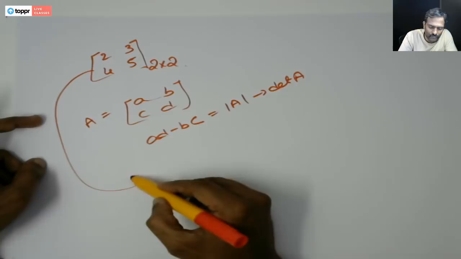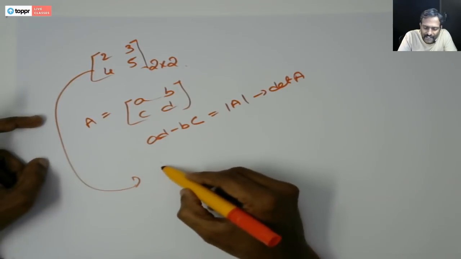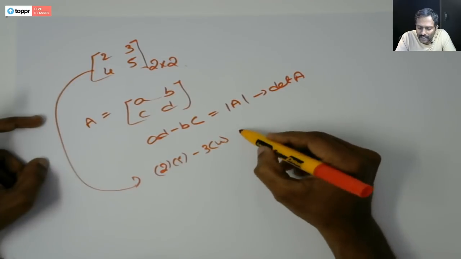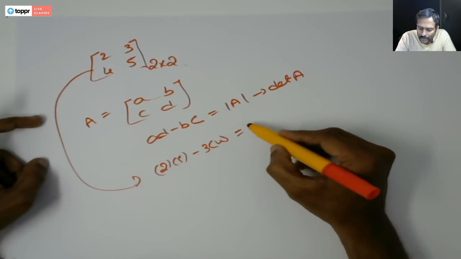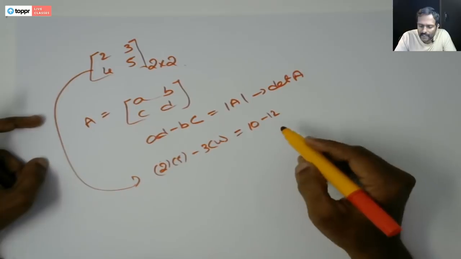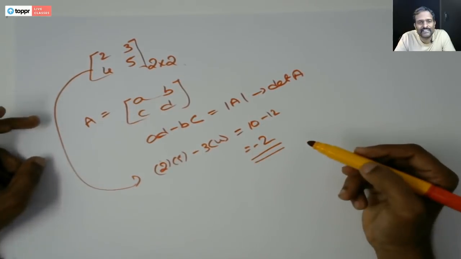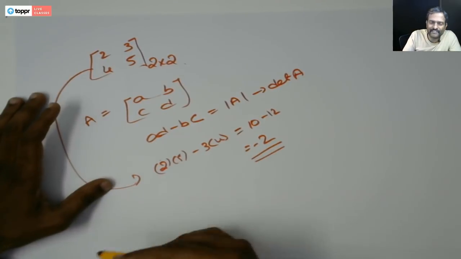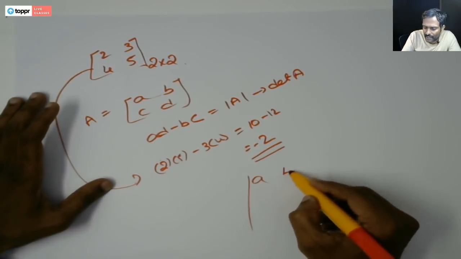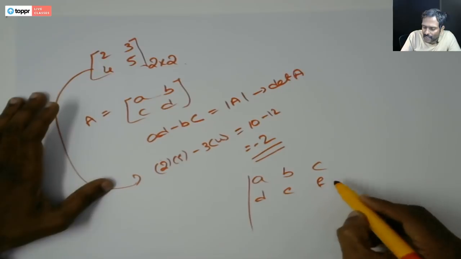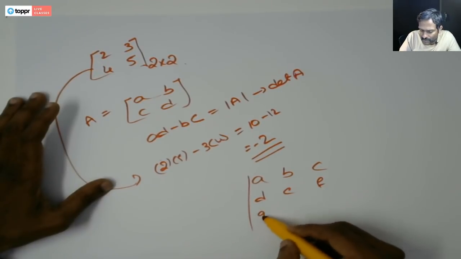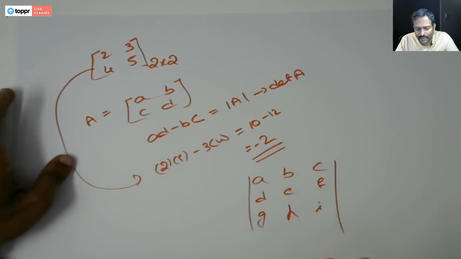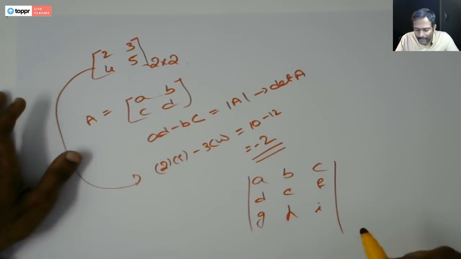Now if I want to find the determinant here, AD is 2 times 5 minus 3 times 4, which equals 10 minus 12, which is equal to minus 2. That is the determinant of the matrix. So this is how we calculate the determinant. So what if it is a 3 by 3 matrix? Say suppose I have A, B, C, D, E, F, G, H, I. So how do we find out the determinant of this type of matrix?